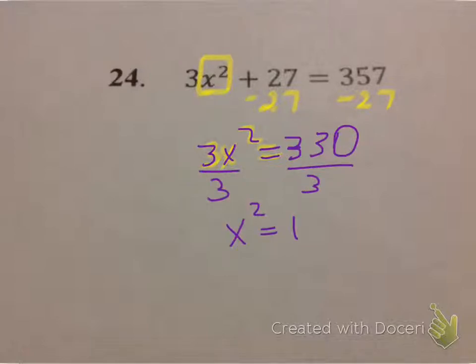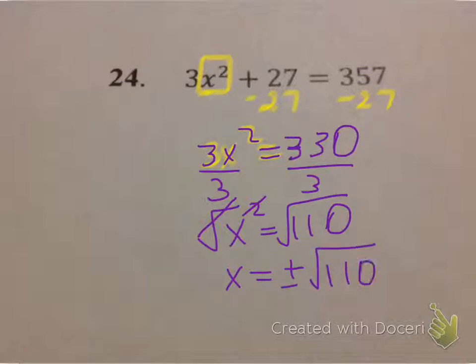X squared equals 110. How do I get rid of a square? You square root it. Square root, square root. Square root cancels the square. X is left, plus or minus the square root of 110.